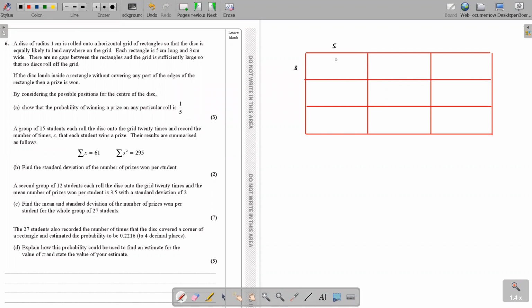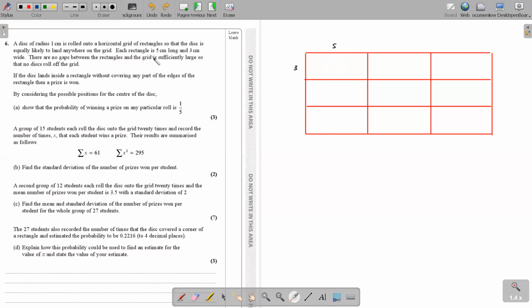So the disc is actually quite small in comparison. The radius is 1, the diameter is 2. Agreed? So the diameter is like this way too. So the disc can completely fit inside the rectangle. Agreed? Okay, so it's the understanding of the question that is important here.